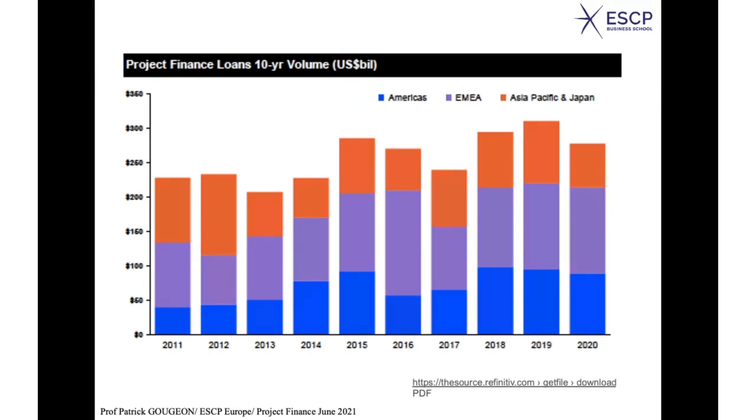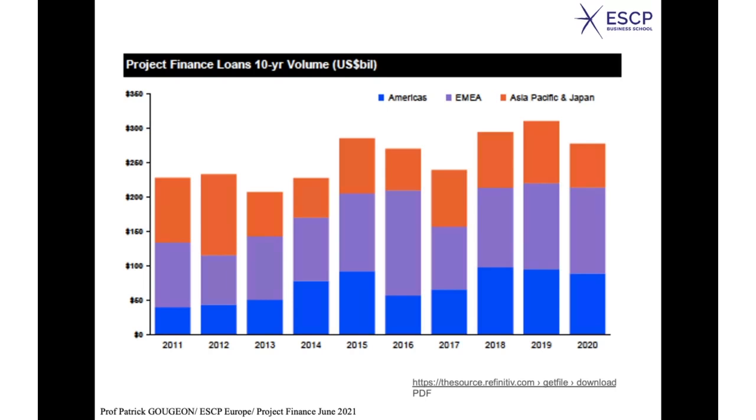If you assume that on average the loans represent 70% of the total project cost, you see that altogether it would correspond to project finance of about $350 billion. And you have the repartition here depending on the region. You are concerned with Asia Pacific and Japan, and as you can see, it's the orange block, which is not the biggest indeed, but which is growing.